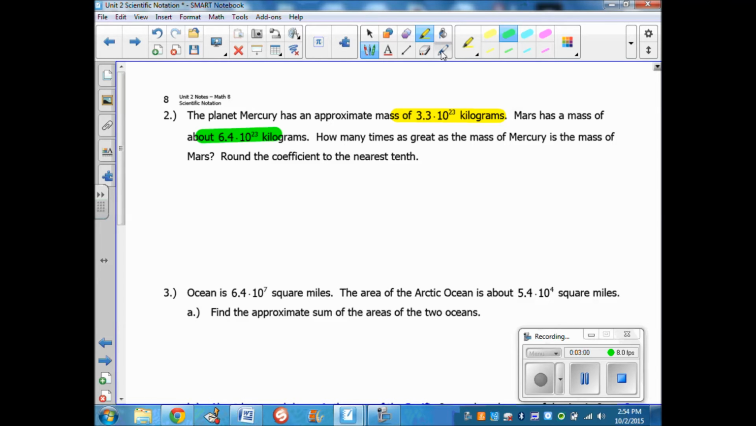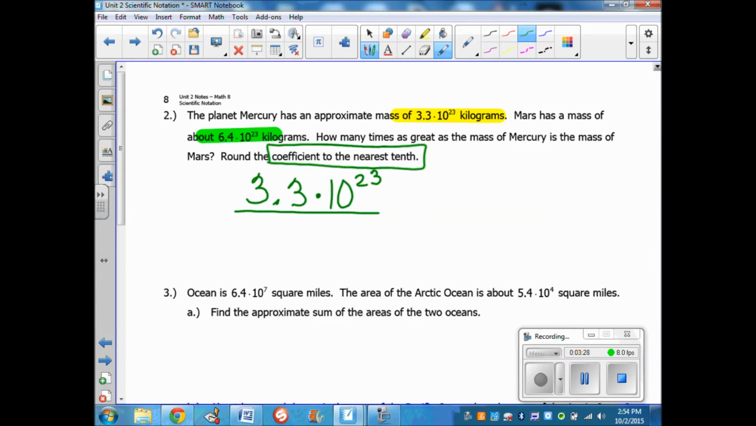How many times as great as the mass of Mercury is the mass of Mars? And then it says round the coefficient to the nearest tenth. So we have to do one last step at the end. So we're trying to figure out how many times as great as the mass of Mercury it is. So we're going to divide. So that's 3.3 times 10 to the 23rd divided by, I'm going to use my fraction bar as my division, 6.4 times 10 to the 23rd.